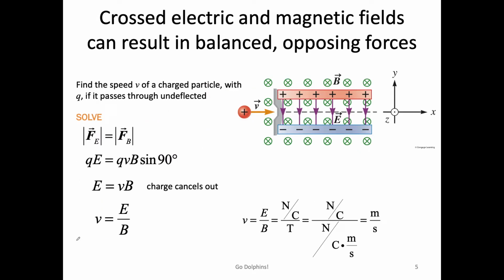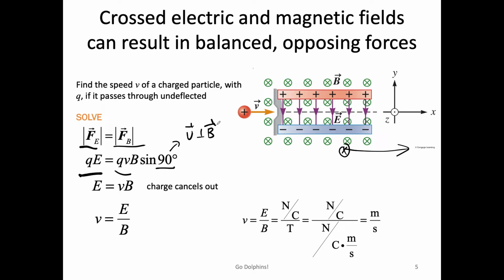So we find out the criteria. Electric force has to equal magnetic force. Magnitude of electric force, the equation is charge times electric field, Q times E. Magnitude of magnetic force, QVB sine phi, phi is the angle between velocity and B. For us, V is pointing in this direction and B is pointing into the screen, so apparently they have a 90-degree angle between V and B. So sine 90 degrees gives us 1.